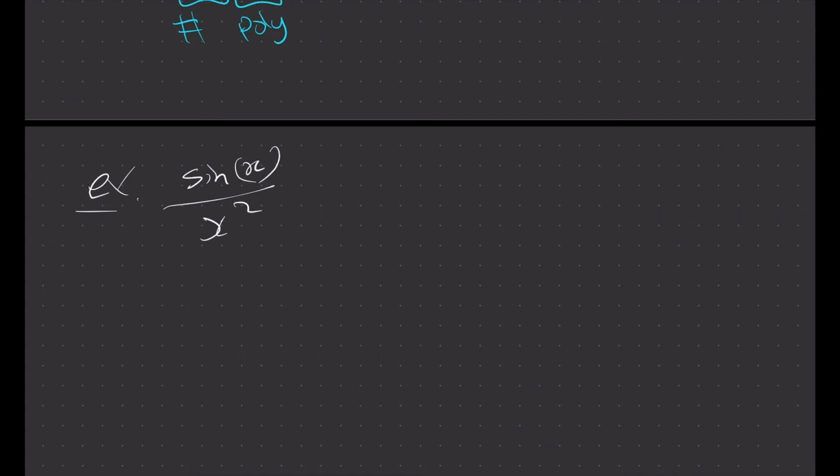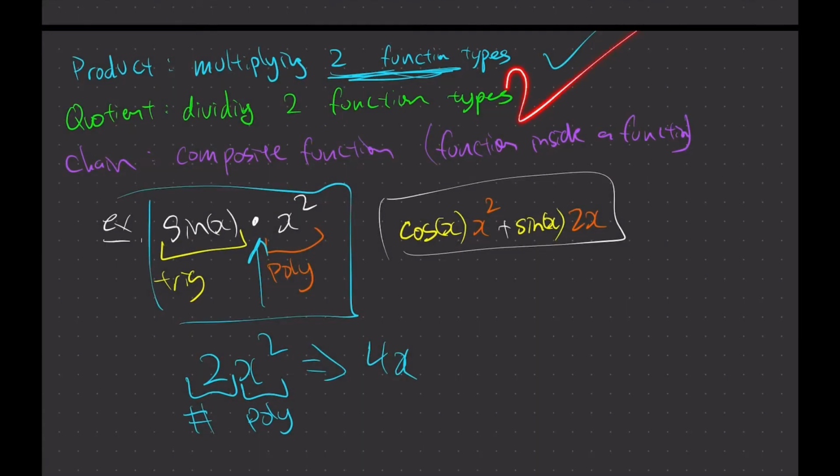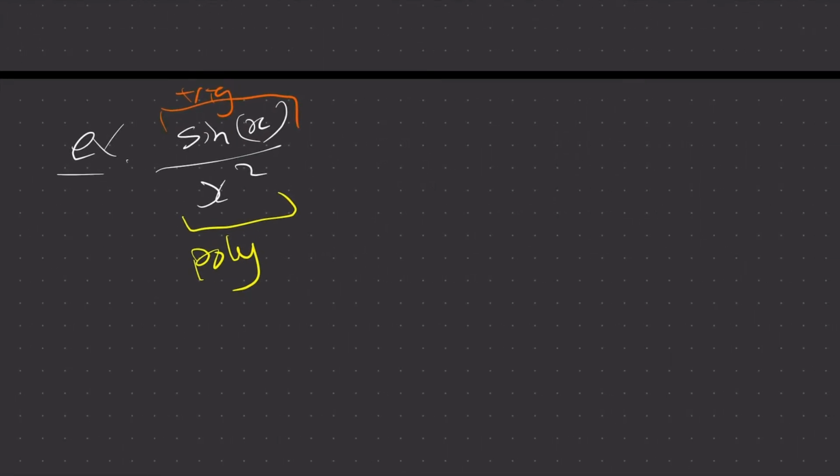So now how do you use quotient rule? Do you see how here we have a trig function divided by a polynomial function, okay? Again, two different function types, therefore I am allowed to use quotient rule, okay? Then how do you do quotient rule? All I remember is low, d, high. Oh, actually, let's just do it. Low, d, high, and then minus high, d, low, over low, low, okay?